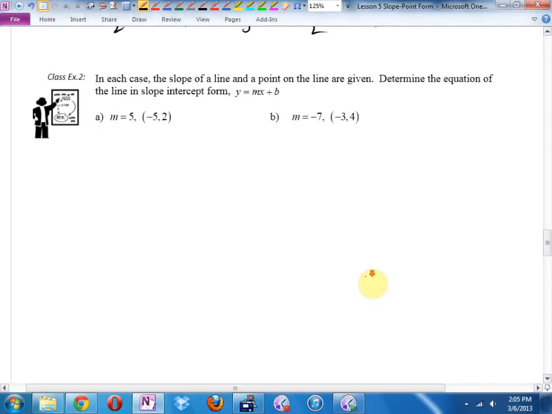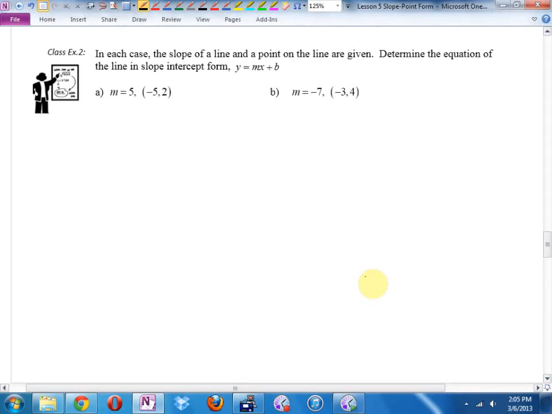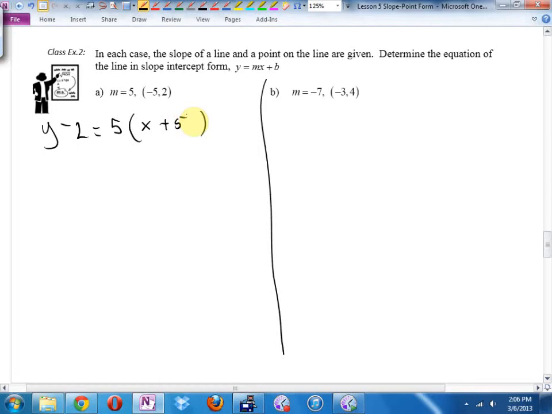Example 2 says, in each case, the slope of a line and a point are given. Find the equation in slope-intercept form. Okay. I'm going to write it in point-slope form first, then I'll get rid of brackets, fractions, and get the y by itself. Y minus what? 2 equals what? 5 bracket x plus 5 minus minus, which is a plus.